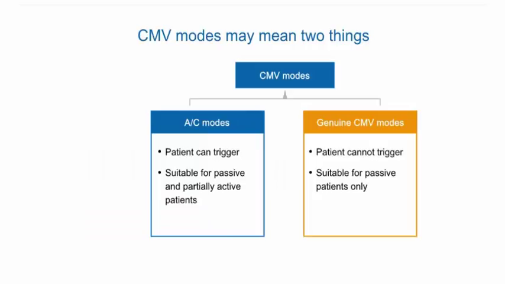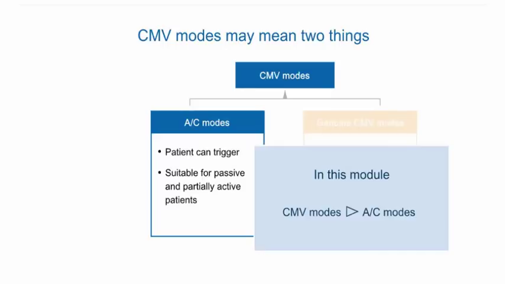SIMV modes have 2 subgroups: assist control modes, AC modes, and genuine SIMV modes. The 2 groups are identical except for the patient trigger. Patient trigger is possible in AC modes, but not in genuine SIMV modes. In this learning module, the term SIMV modes refers to AC modes because AC modes can fully replace genuine SIMV modes in clinical practice. AC modes become genuine SIMV modes if patient trigger is turned off.